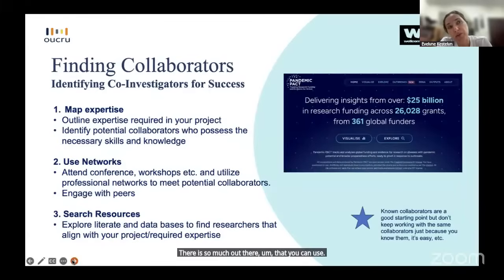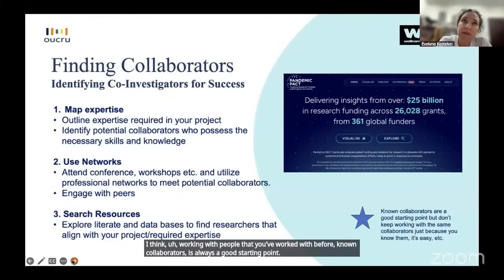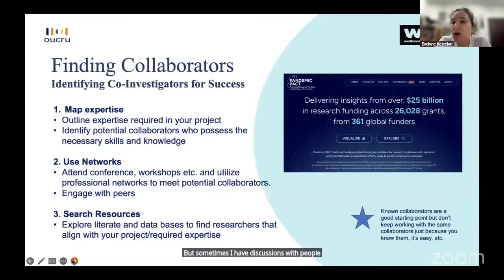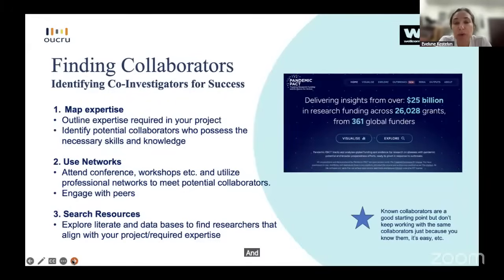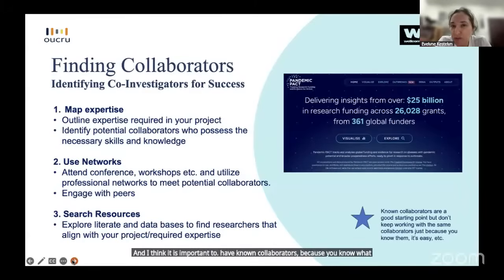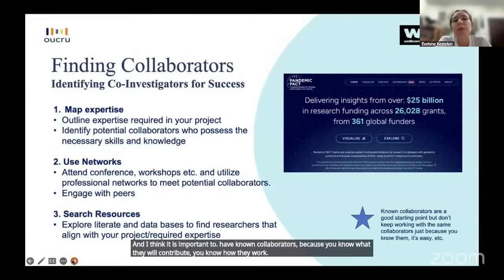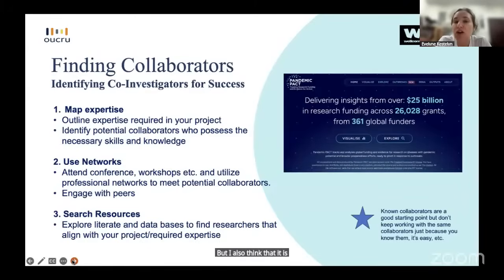I put a little star at the bottom, and that's a bit of food for thought. I think working with people that you've worked with before, known collaborators, is always a good starting point. But sometimes I have discussions with people and I ask them, why did you put so-and-so on your grant as a collaborator? And their reply will be, well, because we always work together. And I think it is important to have known collaborators because you know what they will contribute, you know how they work, very important. But I also think that it is important to not keep working with the same people just because you've been working with them.